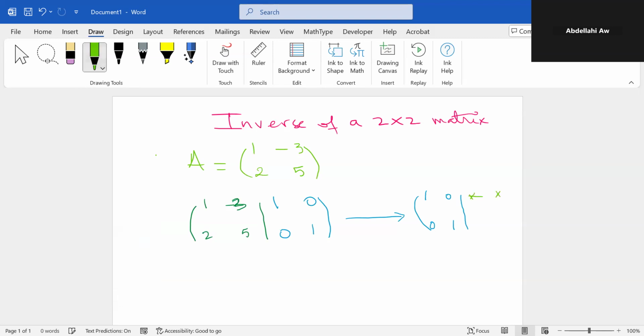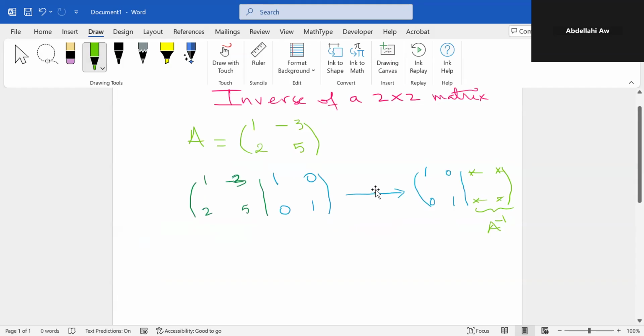That would be the inverse of A. We denote it A minus 1. Okay, this way is reliable. It works, but it can be long and it can be calculation heavy, especially if you have fractions.